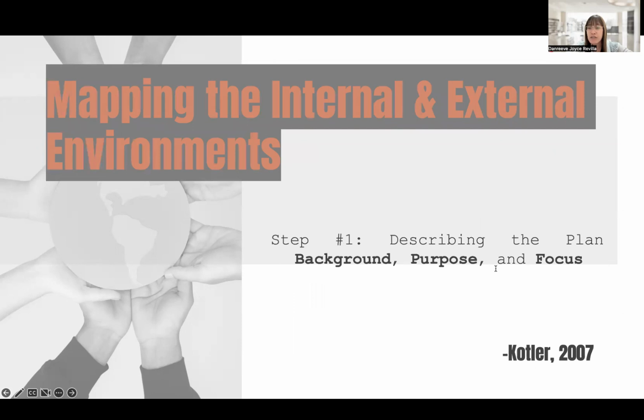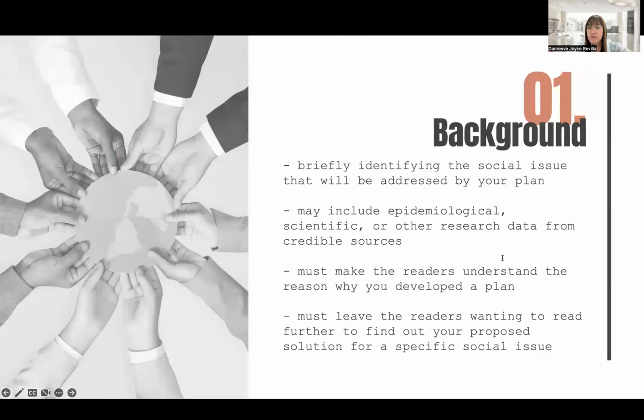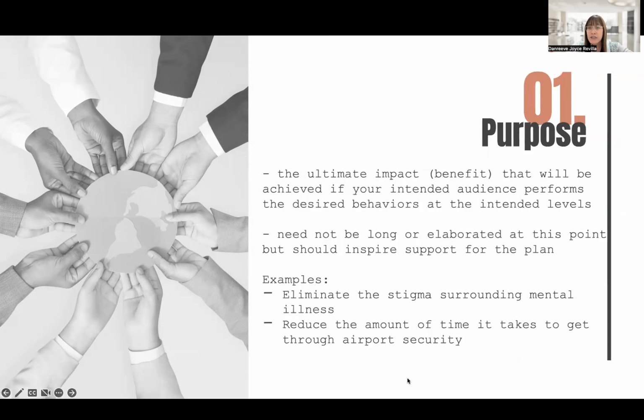So step number 1 is describing the plan background, purpose, and focus. So background is briefly identifying the social issue that will be addressed by your plan. It may include epidemiological, scientific, or other research data from credible sources. It must make the readers understand the reason why you developed a plan. And it must also leave the readers wanting to read further to find out your proposed solution for a specific social issue. Next is purpose.